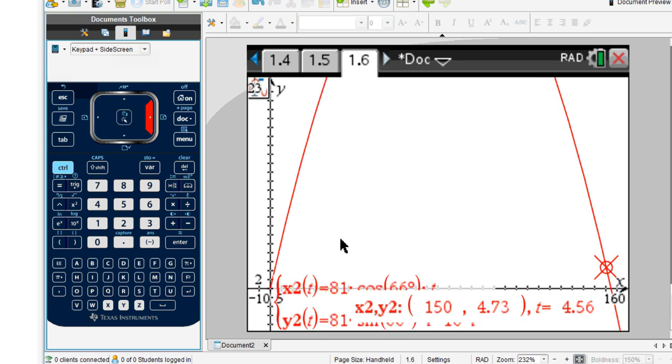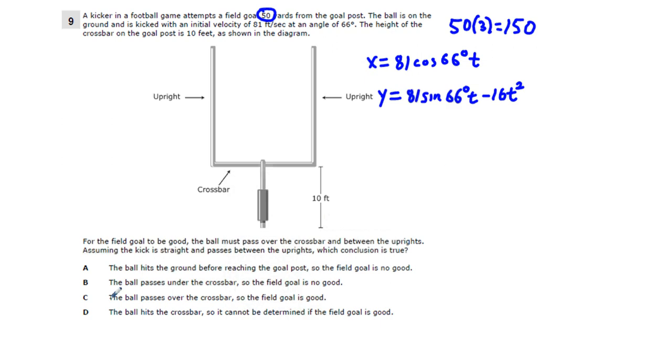There we are at 150. Well, at 150, we are at 4.73 feet. We have to clear a crossbar, we have to be 10 feet above the ground. So this kick isn't going to make it. It's going to fall short. It's just going to fall about 5 feet short underneath the crossbar.